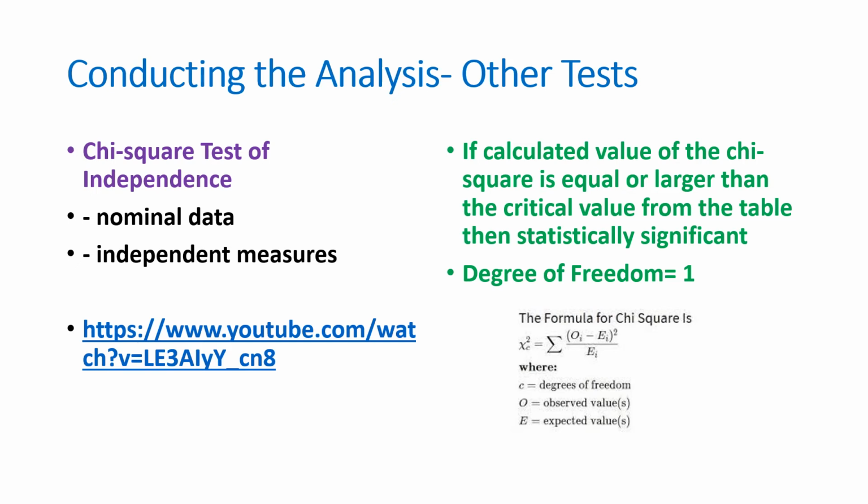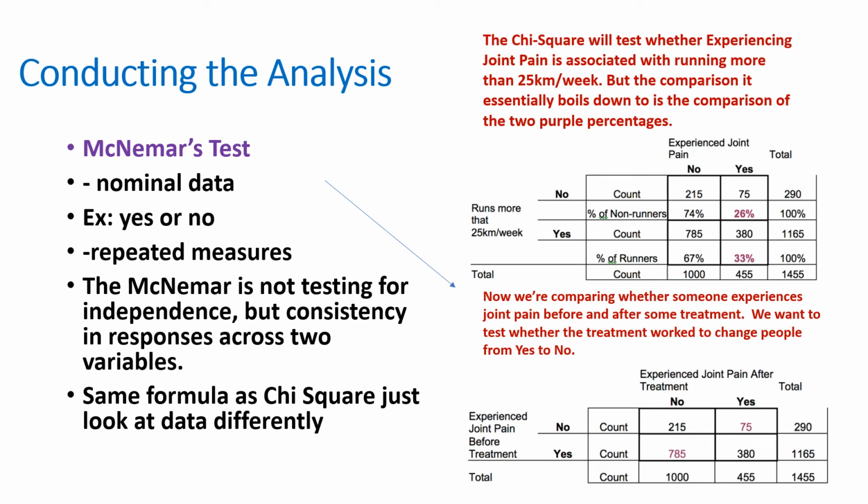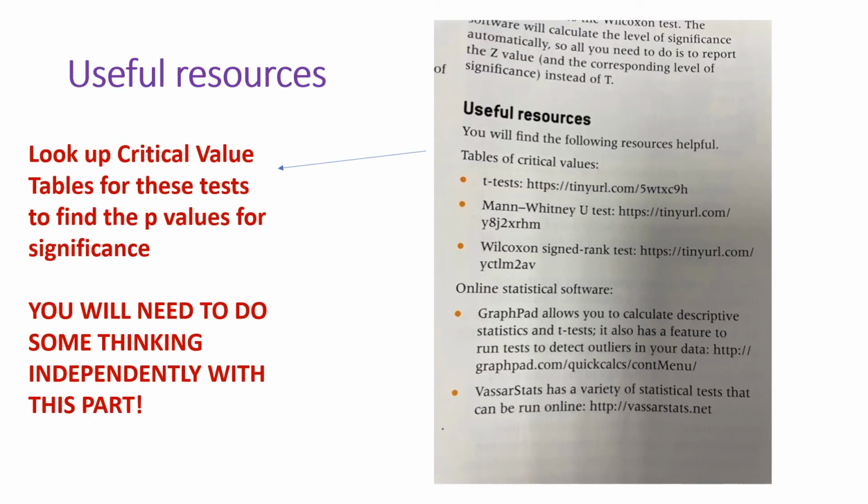And chi-square has a formula to get a number for that. There are also videos I'm going to have for that. And then for repeated measures, you use this formula for chi-square, but you just look at different information. So at the top, you can see the chi-square test was used here. Somebody experiencing joint pain is associated with running more than 25 kilometers a week. But this comparison is just on the yes. It boils down to the comparison of the two purple, the runners and the non-runners. In the McNemar, you'll see that we compare the same data, but we're going to use different columns to do that. Okay.